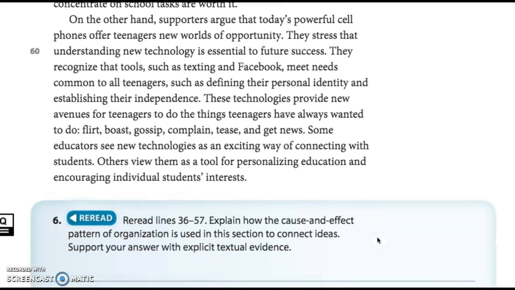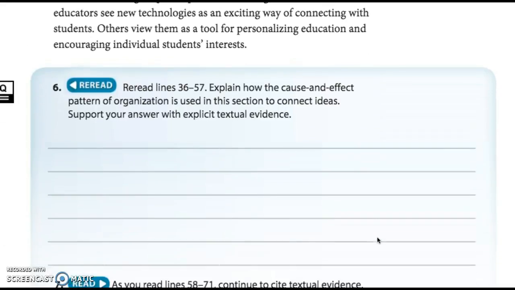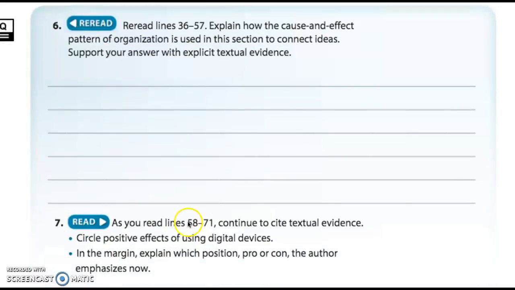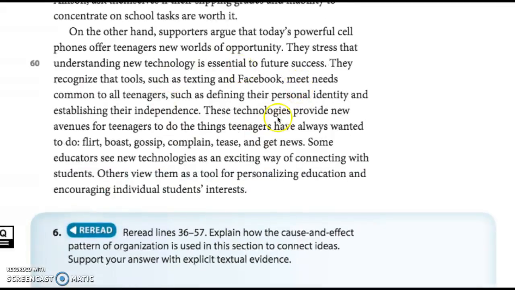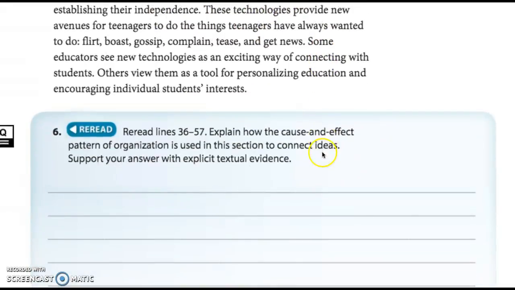So now we're going to move on to number 6. We just did number 7. Number 7 is just kind of telling us to continue to close read and highlight the positives in this paragraph. Number 6 says, reread lines 36 through 57. Explain how the cause and effect pattern of organization is used in this section to connect ideas. Support your answer with explicit textual evidence.